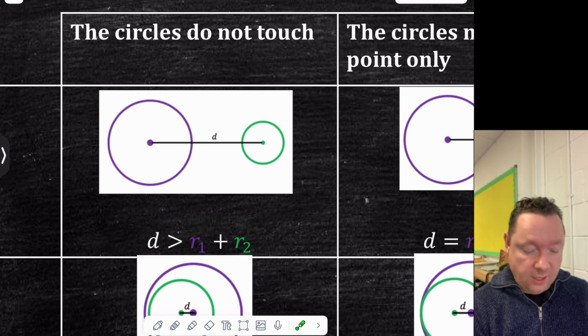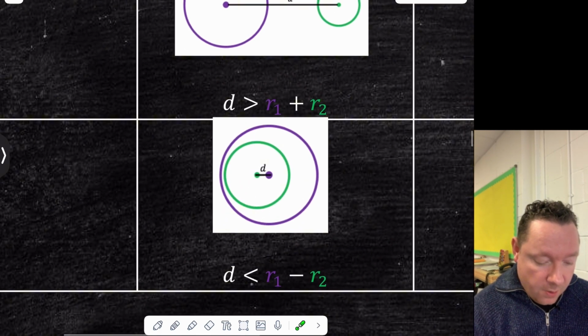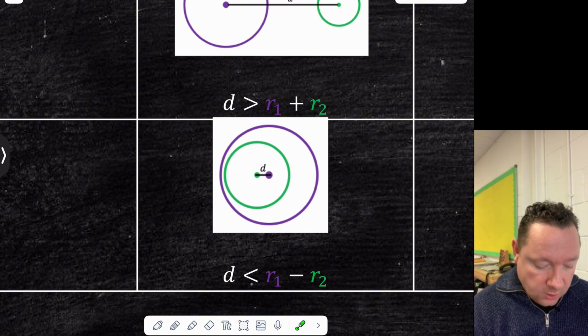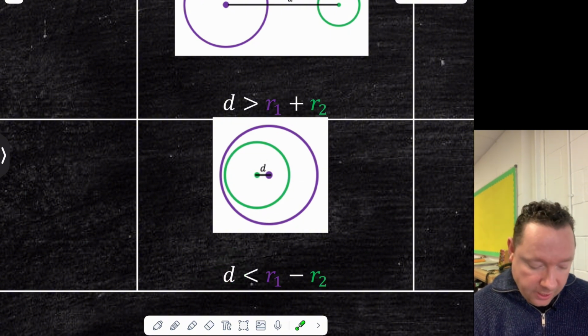But there's another way they can not touch. If they don't touch, but they are inside each other, you've got the small one drawn inside the big one, like so, then you can see that the distance between the centres is very small. In other words, the distance between the centres is less than the radiuses taken away from each other, the big one minus the small one.